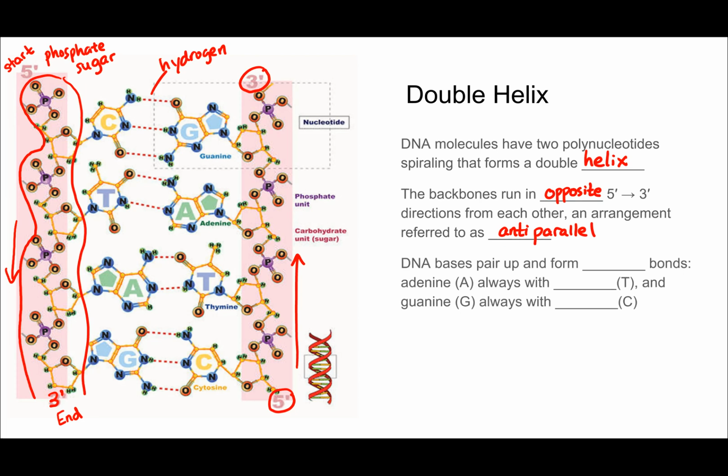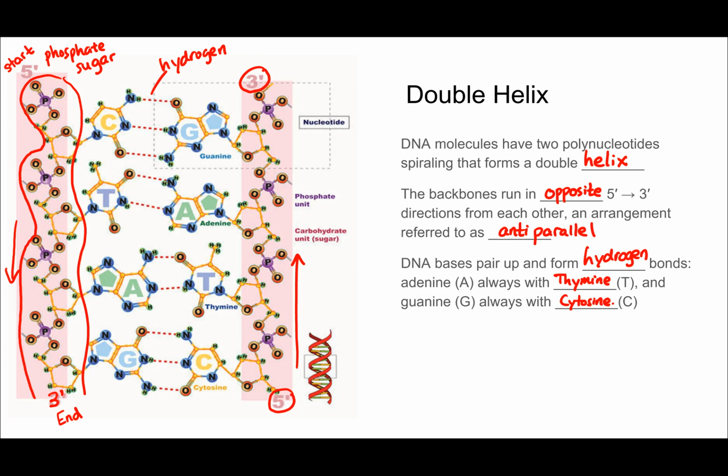The way they pair up also has a specific rule. Notice that C will always pair with G. C represents cytosine, G represents guanine. T, thymine, will always pair up with adenine. The type of bonds that form between A, T, G, and C are hydrogen bonds. A always pairs with T, thymine. G, guanine, always pairs with cytosine.